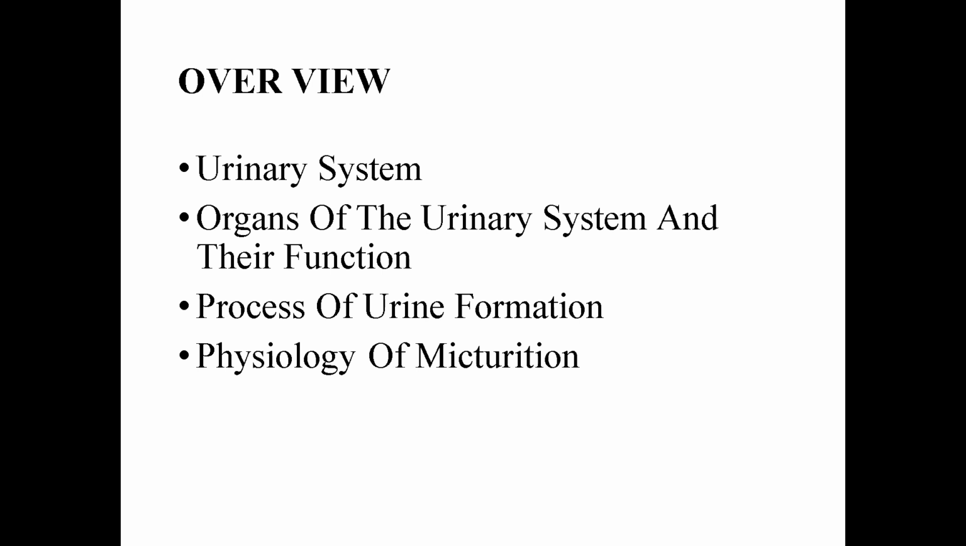Let's start by defining what a system is. A system is a group of organs working together to perform a specific function. The urinary system is the major excretory system of the body. The principal function of the urinary system is to maintain the volume and composition of body fluids.